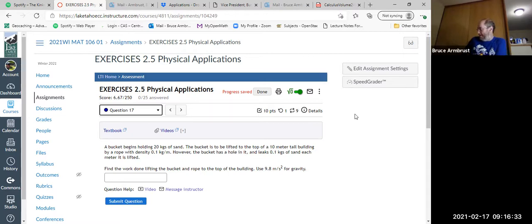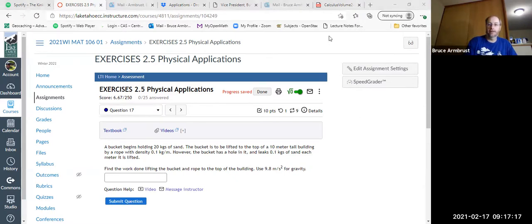All right, so I don't know who asked me about this one, but I like it. So in terms of real world application, it could definitely be like this, where we have a leaky bucket of sand. But we're going to see if we can figure out how much work is done. Okay, so let me finish writing this down. We got 10 meters and the rope is 0.1 kilograms per meter. Okay, I think I got all the information. If not, we'll come back to it.